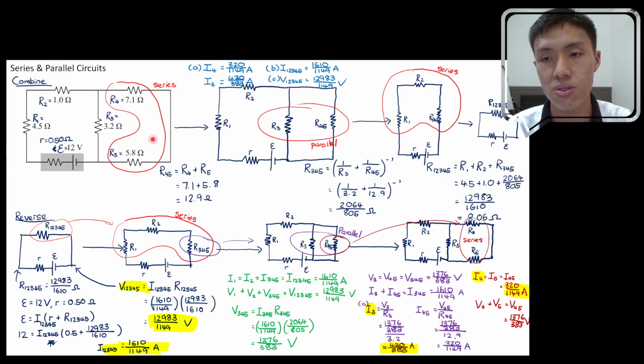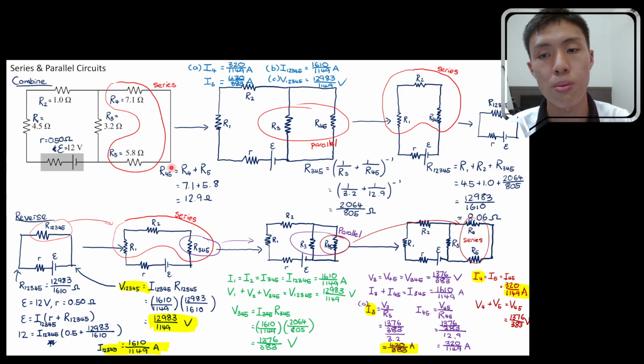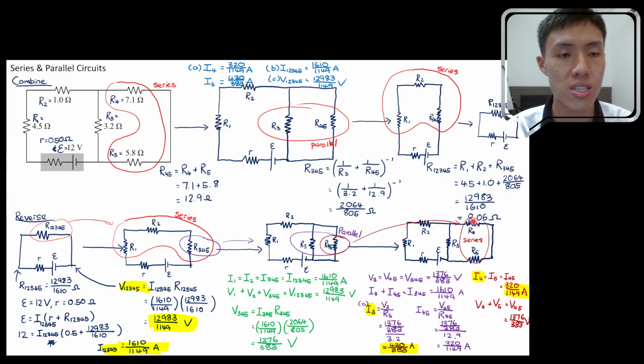I combine in series first because it's connected with one leg only, the other leg is not connected directly. Then I connect R3 and R45 in parallel because both legs are in direct contact. Then R1, R2 and R345 are connected in series to form R12345. So the combination process allows me to determine the effective resistance of the circuit.